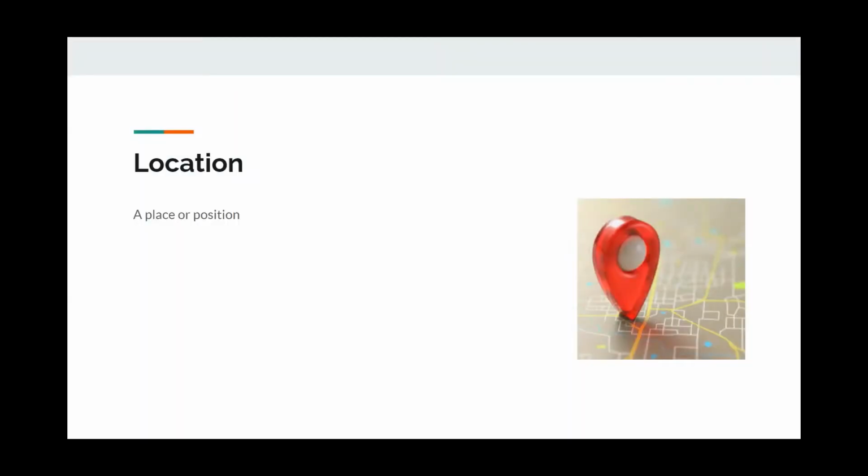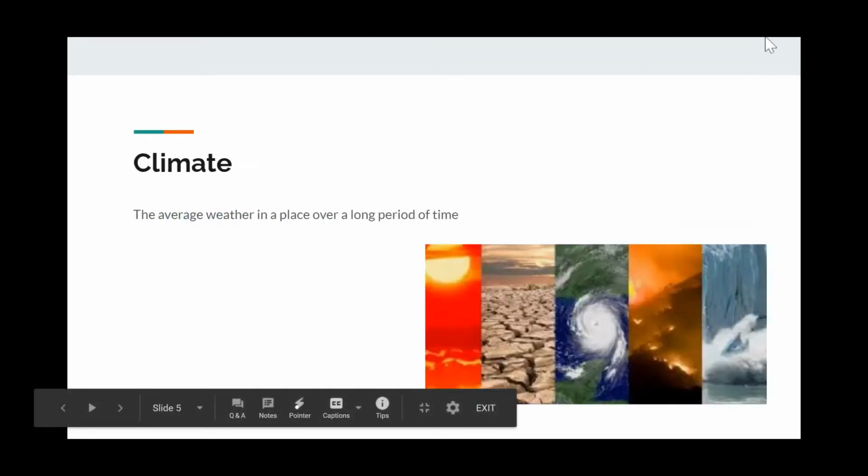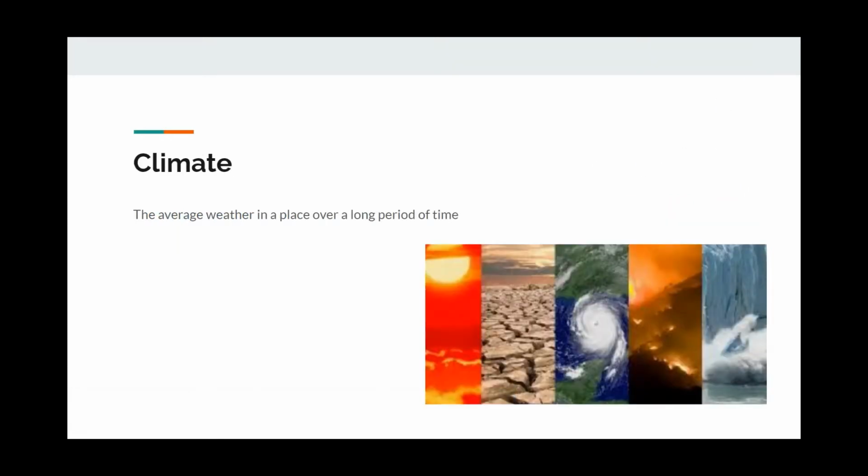Location is a place or position. It's pretty easy to remember. And then over here is a picture to help you. Climate is the average weather in a place over a long period of time.